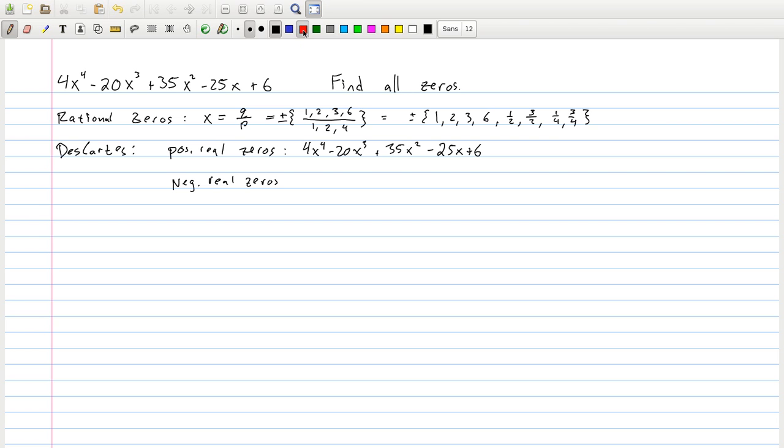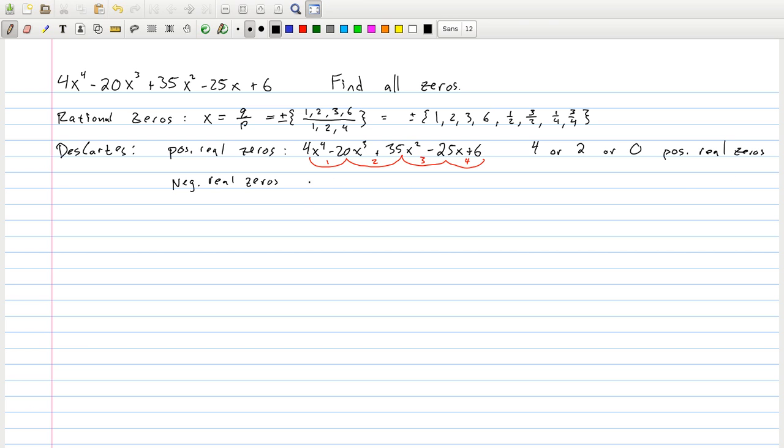If we count the sign changes here, the sign changes from positive to negative. So there's one sign change. And then from negative it changes to positive. That's our second sign change. Then from positive it changes to negative. That's our third sign change. And then from negative it changes to positive. So it changes sign 4 times. This tells us we have at most 4 positive real zeros. But remember, we can lose these in pairs. So we have 4 or 2 or 0 positive real zeros.